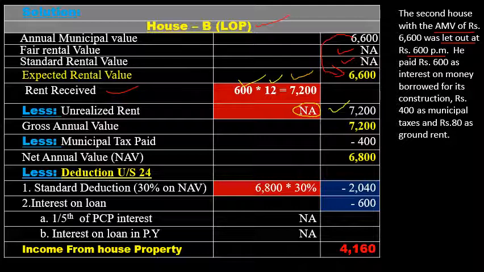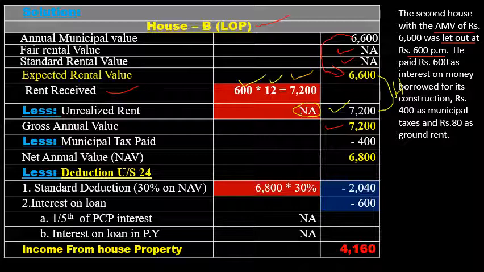Now the next stage is the gross annual value. Under the first provision, expected rental value or rent received, whichever is the higher, is the gross annual value. So here it is 7200. No unrealized rent and no vacancy period in case of house B. So therefore, the higher of the two is the gross annual value, the first clause of the gross annual value.